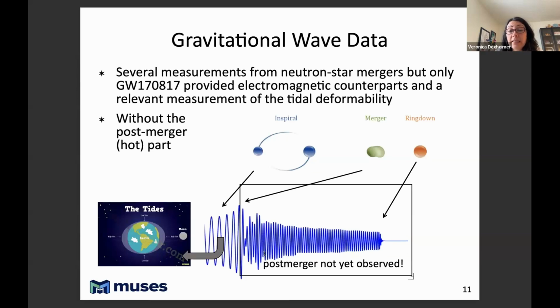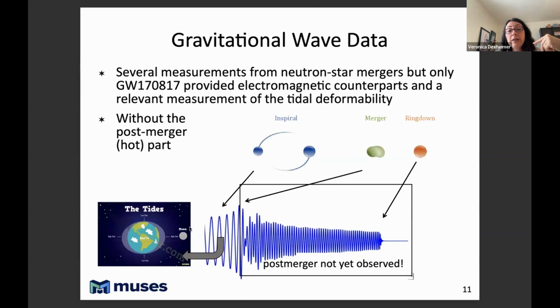That's because the frequency gets too high and the amplitude gets too small, of the order of 10 to the minus 21. We're talking about a very, very small difference in this amplitude. And so the issue is that this was not measured yet, and that's the hot part.